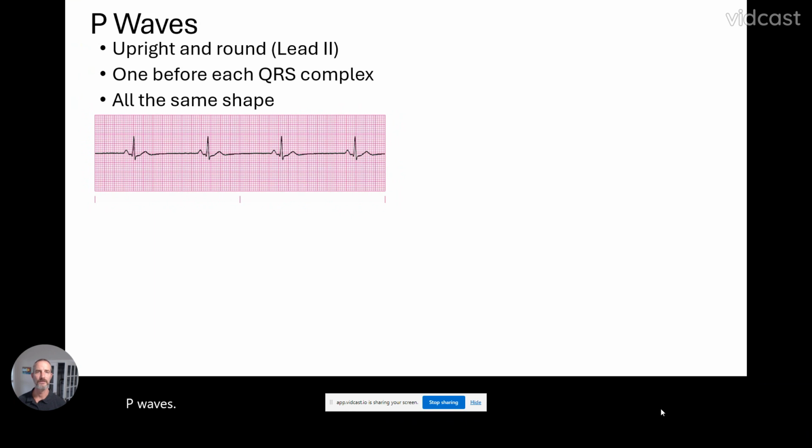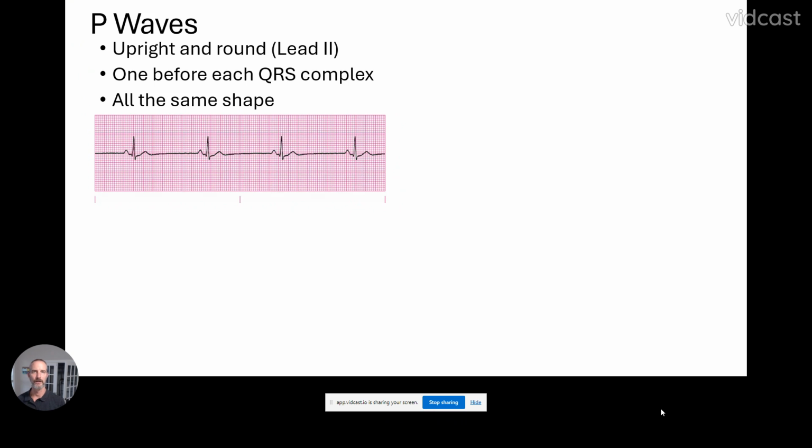So with P waves, we want to make sure that they're upright and round. Again, we're looking at lead 2. There should be one P wave before each QRS complex, and they should all be the same shape. I just emphasize lead 2. Lead 2 is the one that's kind of down at the left hip and picking up the electrical activity from that viewpoint. All right. There are other leads in the 12 lead that are viewing the heart from different angles.